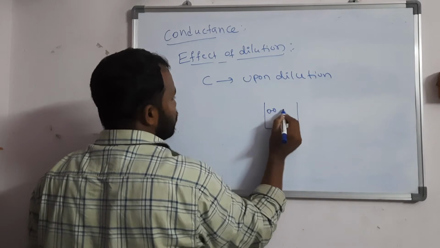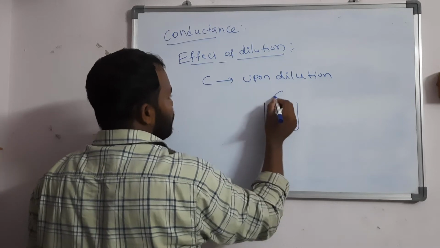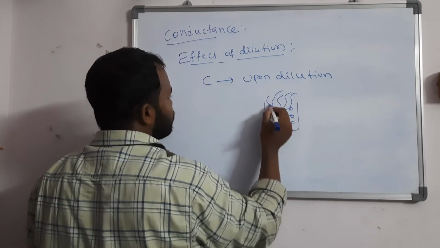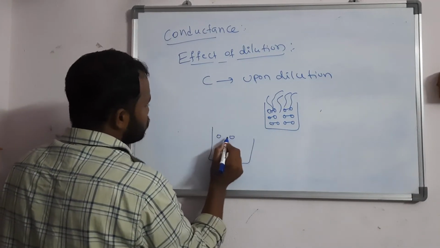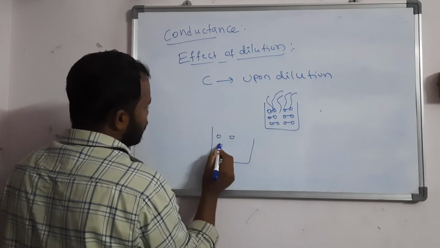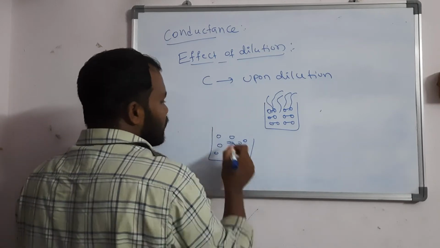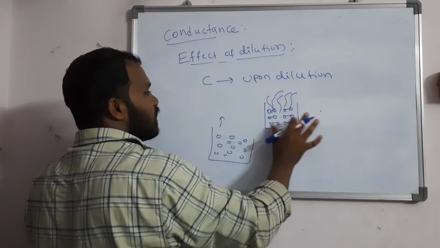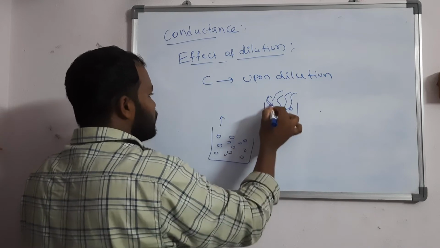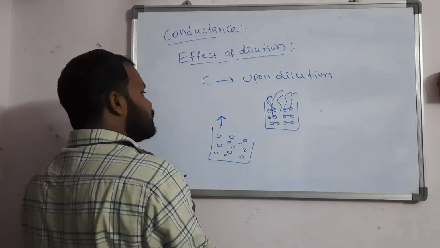Conductance increases. So if some acid is there, whatever it is, upon dilution, we are adding some water to this. What happens? This breaks, so in place of 1 ion we will get 2 different ions. So the number of ions increases, and conductance increases. The conducting power of all the ions present in the solution is called the conductance. So upon dilution, degree of dissociation increases, the number of ions increases, and conductance increases.